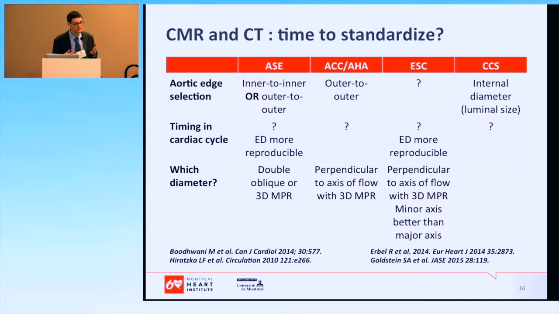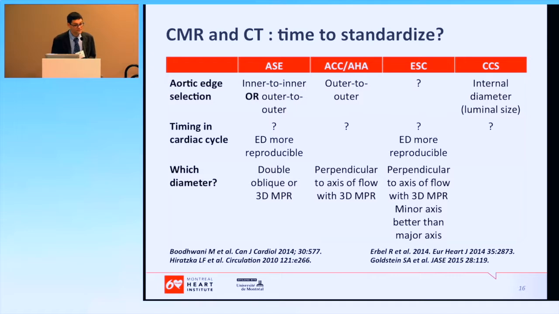If you measure on an angiogram, what you see is actually a luminogram. You see the lumen that is filled with contrast. Therefore, it's inner edge to inner edge that you're measuring. If you use imaging that includes the wall or that allows you to see the wall, then you may decide to include the wall or not.